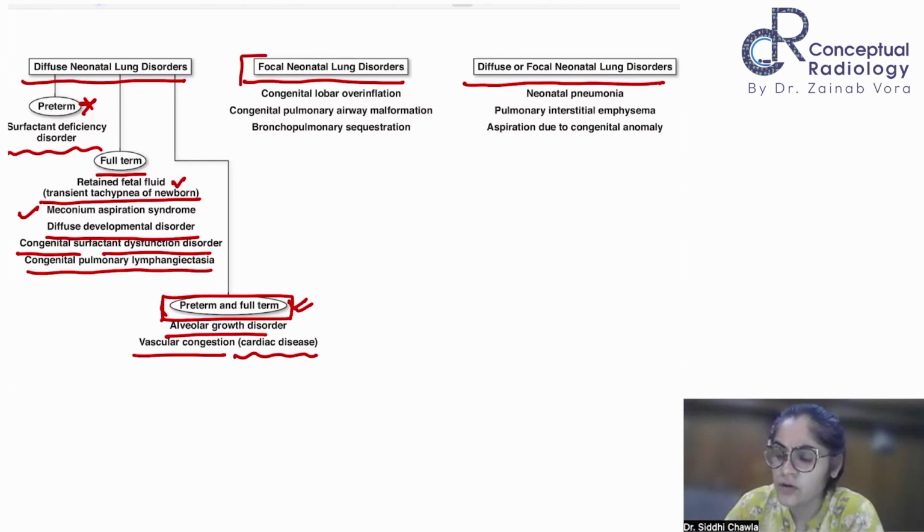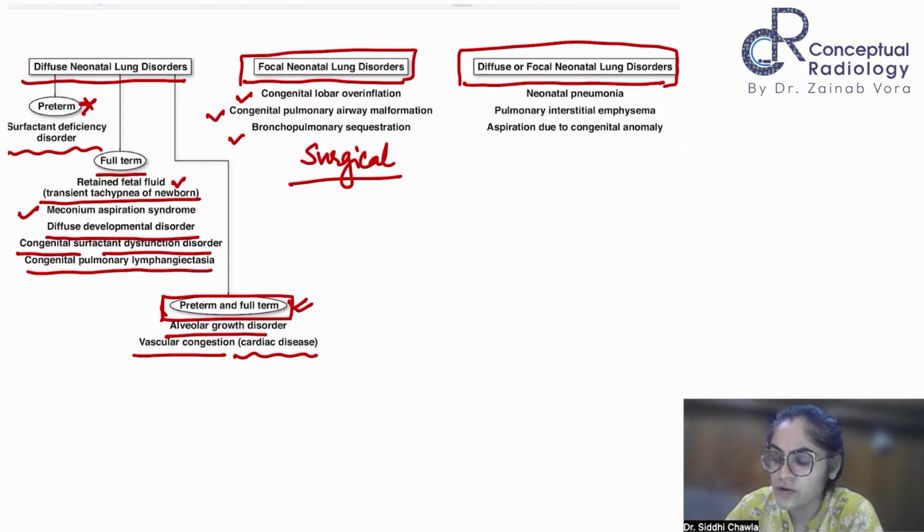Among the focal neonatal lung disorders, these are mostly surgical causes, right? Only a part of the lung is involved. So the patient can have congenital lobar inflation, congenital pulmonary airway malformation, or bronchopulmonary sequestration. Among the causes that can be either diffuse or focal, the patient can have pneumonia, because pneumonia does not have any predilection. It can happen in any part of the lung, right? So the distribution of pneumonia is non-specific, and rarely does the distribution point towards a particular organism in a neonate.